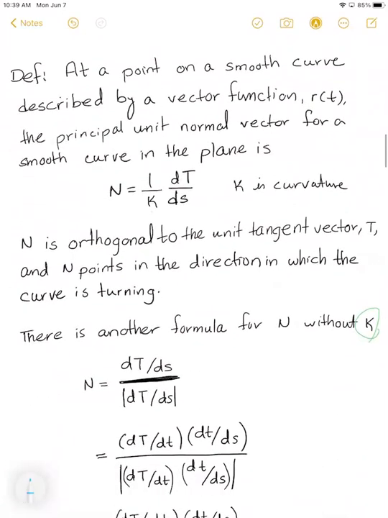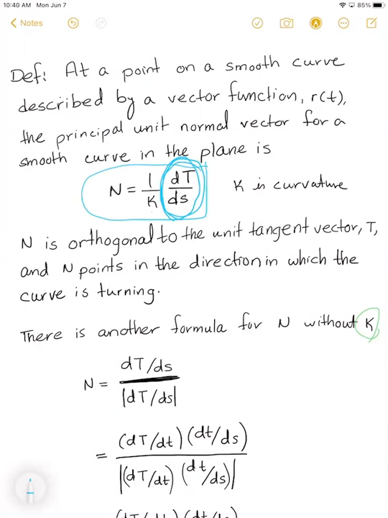Now, if we want to find the principal unit normal vector, this is a definition at a point on a smooth curve described by a vector function r(t). The principal unit normal vector for a smooth curve in the plane is N equal to 1 over kappa, which is the curvature, times dT/ds. So it's going to give us a vector, because dT/ds, the derivative of the tangent with respect to arc length, produces a vector.